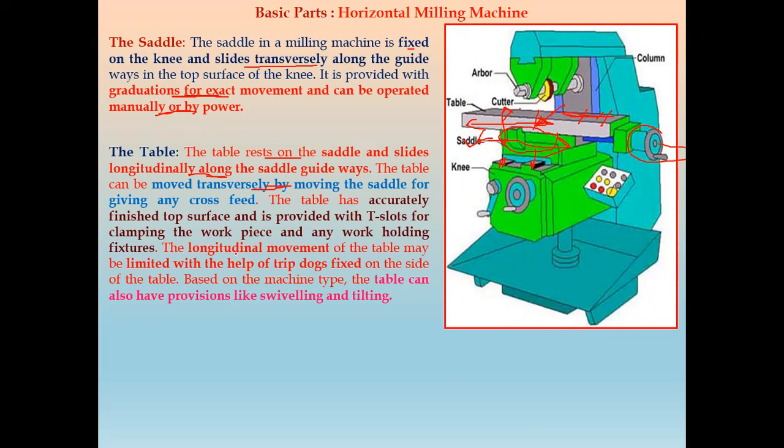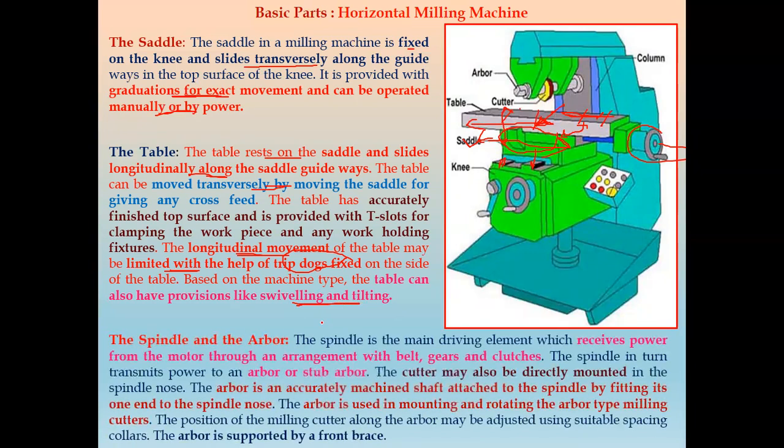Now the longitudinal movement of the table is limited with the help of this trip dog, which is fixed on the side of the table. So we can limit this longitudinal movement. Based on the machine type, the table can also have a provision for swiveling and tilting. Sometimes this work table may tilt, or sometimes it may rotate to some angle. So both motions can be available based on the machine type. So this is the work table.